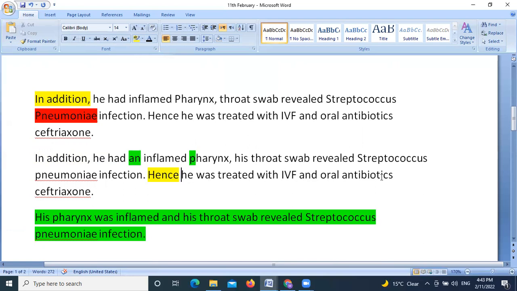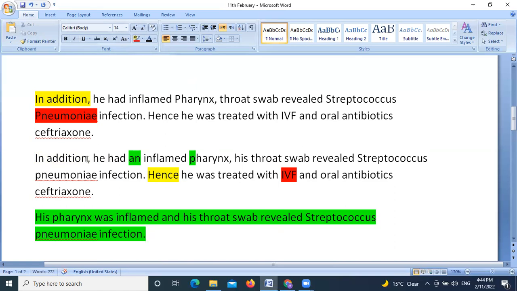She was treated with IVF and oral antibiotics, ceftriaxone. Can anybody tell me, is this intravenous fluid or in vitro fertilization? The student was trying to write intravenous fluids, but IVF is not commonly used for intravenous fluids. This is wrong. We use IV fluids. IVF is mostly used in medicine for in vitro fertilization, which is a gynae problem. So this was wrong. First we have done it.